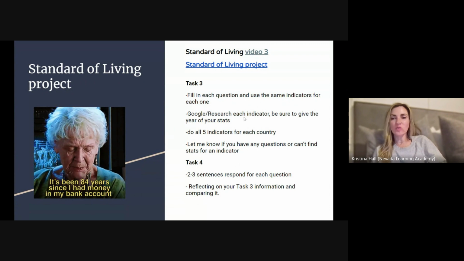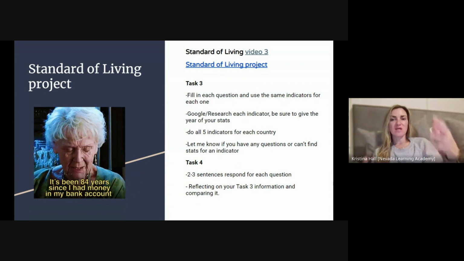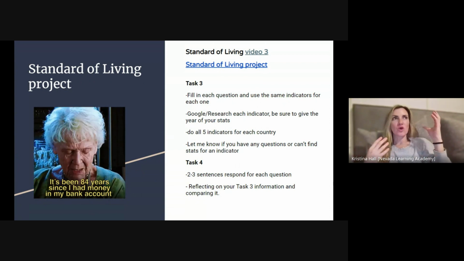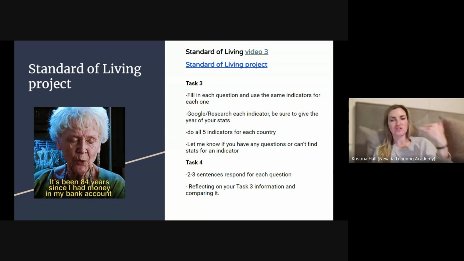You're going to Google research each indicator. This is where it's going to take you some time. This could take 20 to 30 minutes in class, or if you're doing this on your own, you're going to want to pause the video and work on that. But I'll help you get it set up, because you're going to do the same 5 indicators for each of the 3 countries that you chose.